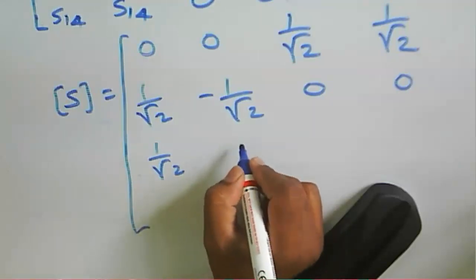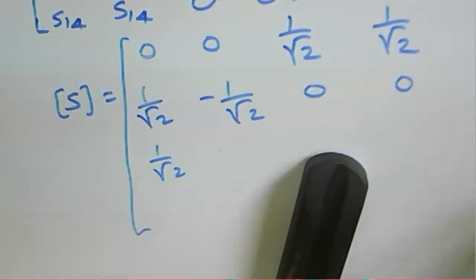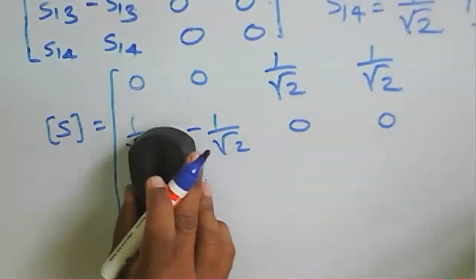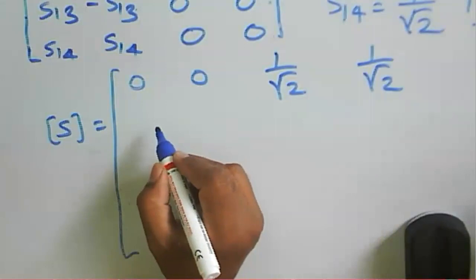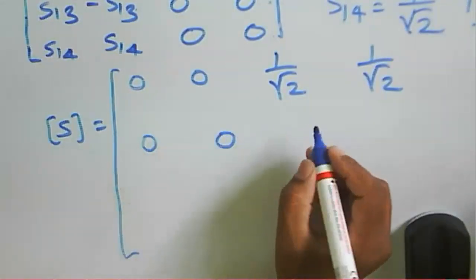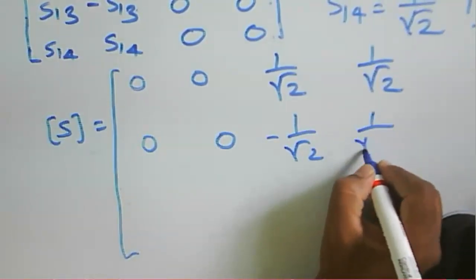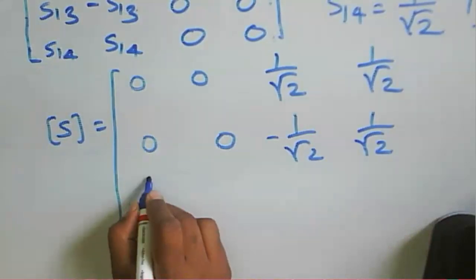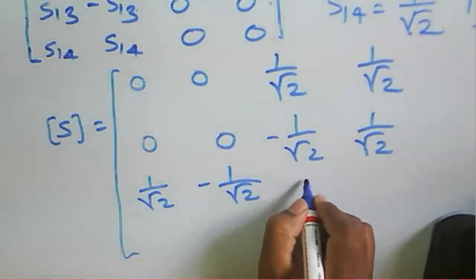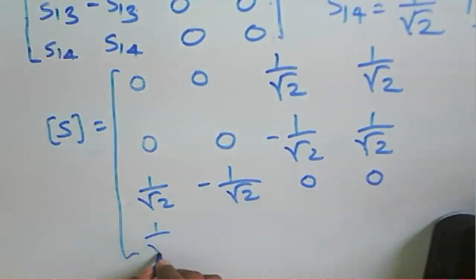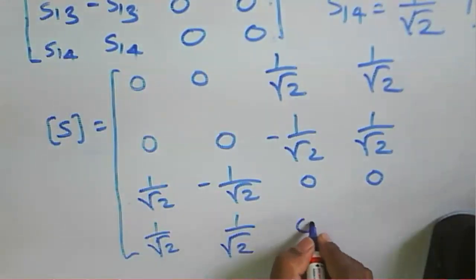1 by root 2 here. And then this is about a minus. We can say that, sorry, I just forgot one term here. This one is about a 0, 0, 1 by root 2 here. Then this one is about a 0, this one is about a 0. Minus 1 by root 2 here. Then 1 by root 2 here. So then 1 by root 2, minus 1 by root 2, 0, 0, 1 by root 2, 1 by root 2, 1 by root 2.